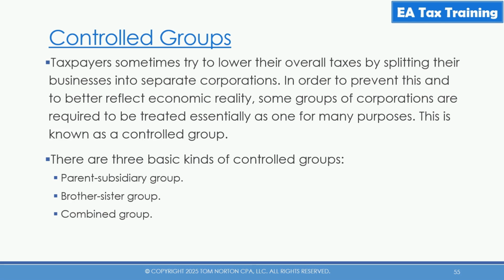This is another area of the law that can be very complex, especially if you're dealing with lots and lots of different corporations. But again, on the EA exam, fortunately, you are not going to have to deal with all those really complex situations. You just want to understand the basic idea here of a controlled group, what it is, and these different kinds, and basically how they work without getting into the weeds and the nitty gritty of everything. So we're going to look at each of these different types of groups.